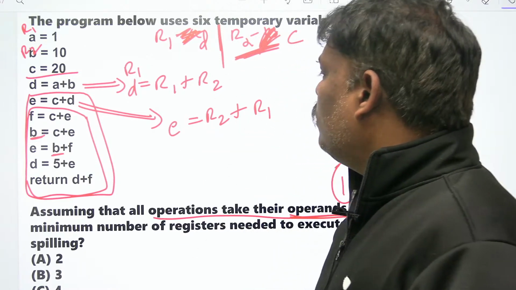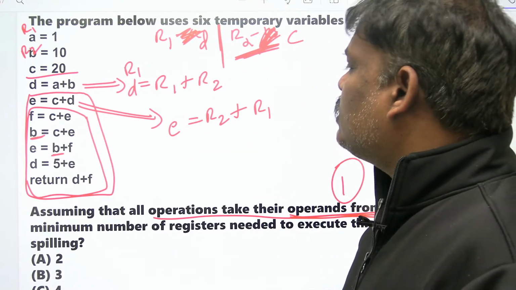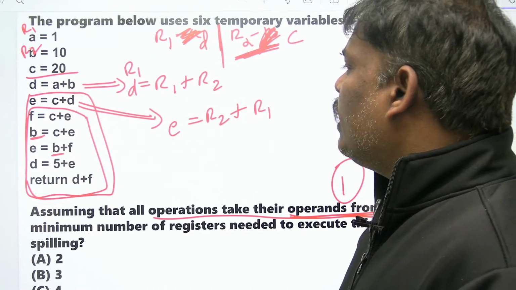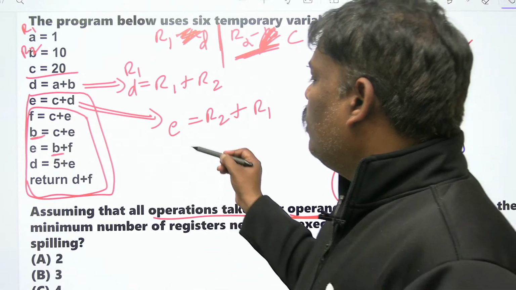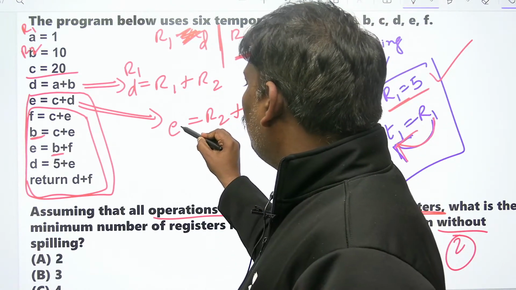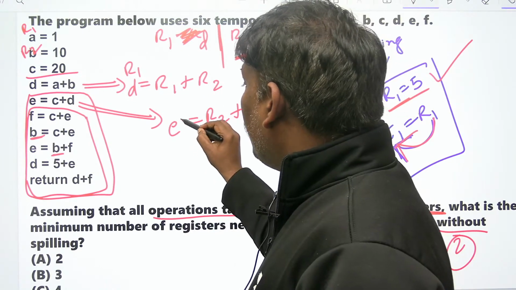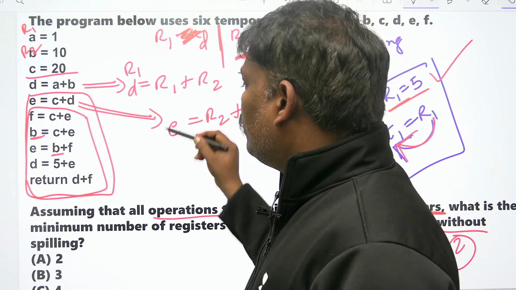Can anyone help me now? For E, can I take another register or the same? Can I reuse someone else's? Can I take a new one or an old one? Can I reuse R1? R1 means D. Can I use R1?